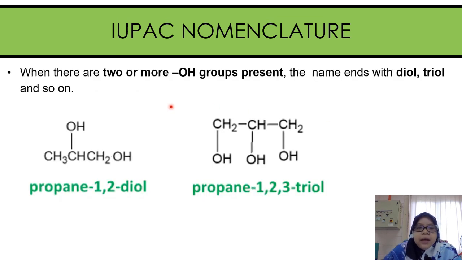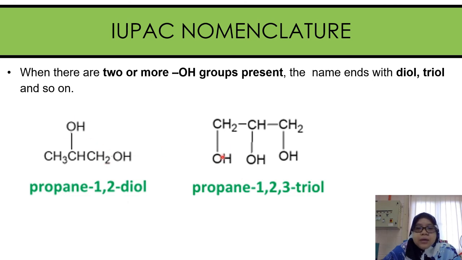And then when there are 2 or more hydroxyl groups present, the name ends with diol, triol, and so on. For example, this compound has 2 hydroxyl groups. So the name is propane-1,2-diol. Diol means there are 2 hydroxyl groups in the molecule.